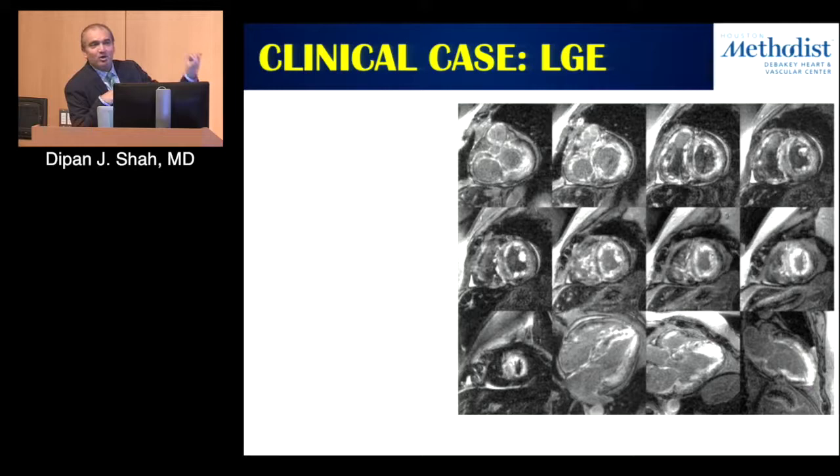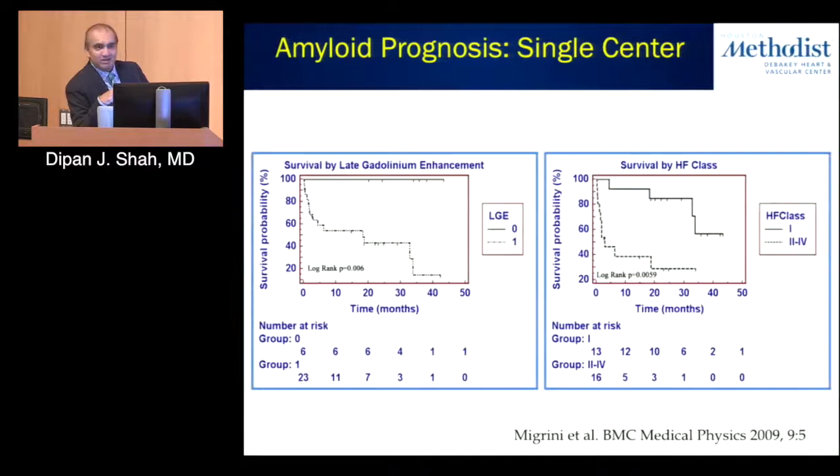So again, I think this takes you beyond suspecting something and actually helps you to get a diagnosis. And then there's prognostic data as well, showing that if you look at patients with proven extracardiac amyloidosis by fat-pad biopsy, if you have no evidence of LGE in the heart, that can be effectively used to rule out cardiac amyloid involvement. Whereas if you have LGE in the heart by CMR, prognosis is much worse, indicative of cardiac amyloid. And the presence or absence of LGE was a better stratifier of prognosis than New York Heart Association class, because you can see even patients with class 1, still the prognosis was not that great.